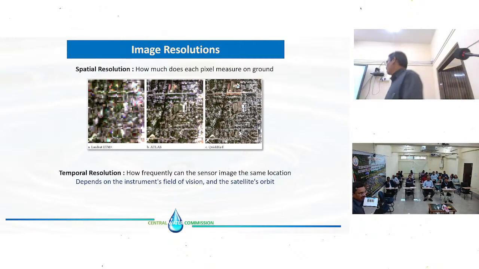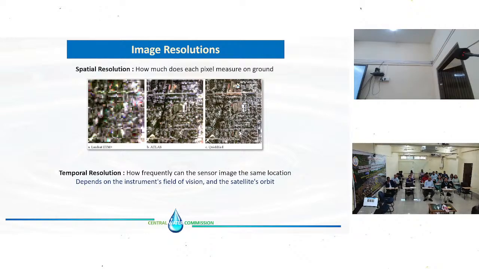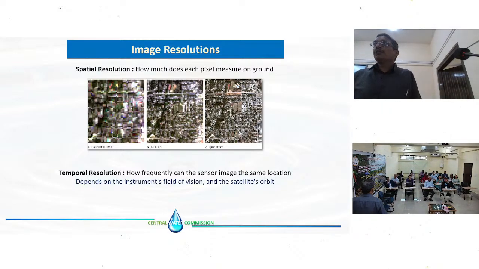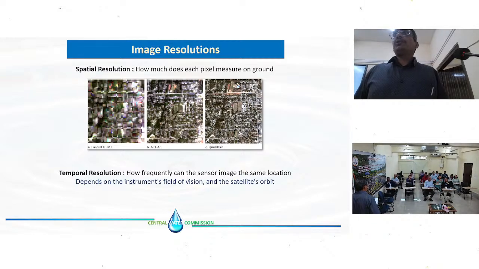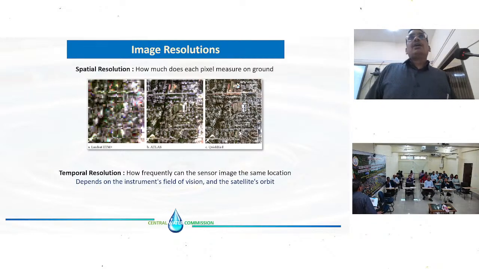So the same location, if it is seen in Landsat, have you heard of Landsat? Landsat is a satellite, remote sensing satellite series. It is launched by USGS, US Geological Survey, and NASA. Similarly, there is the Sentinel series, which is from the European Space Agency. These are freely available open source satellite imagery.